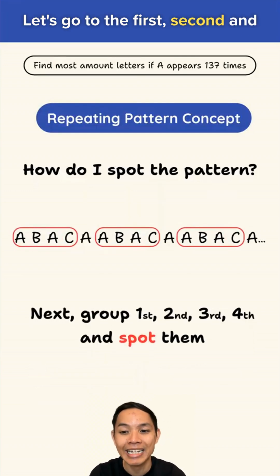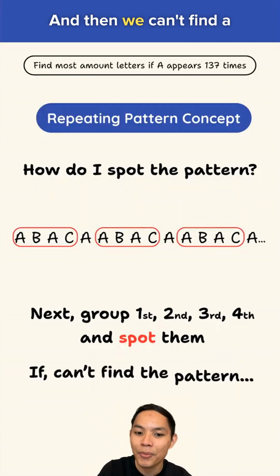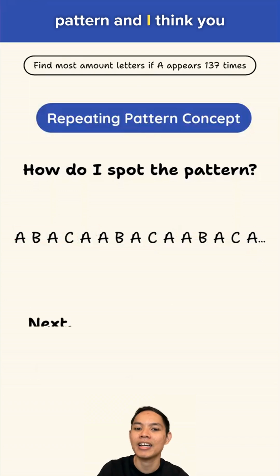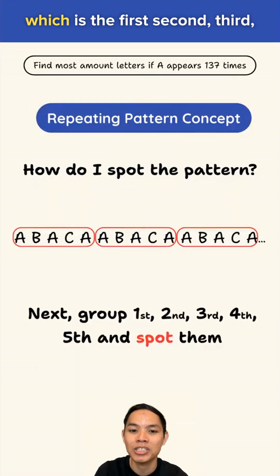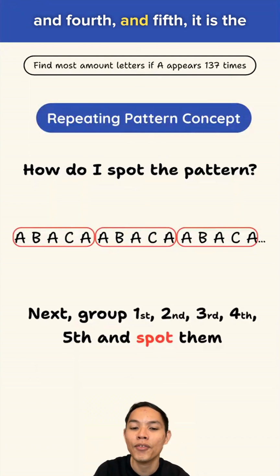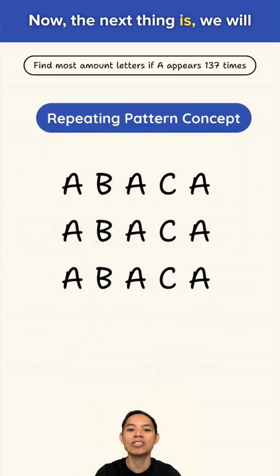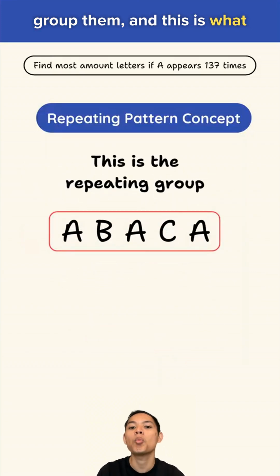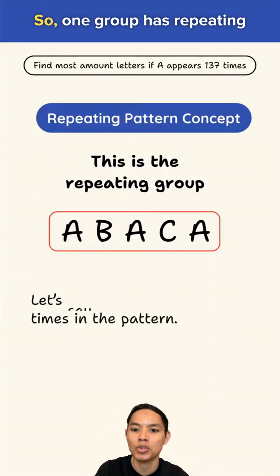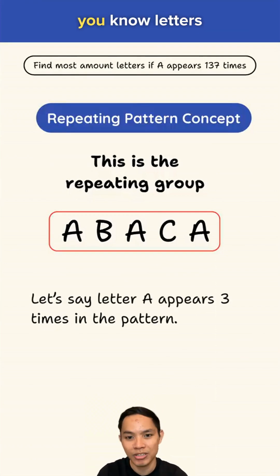Let's go to the first, second, third, and fourth. Then we can't find a pattern, and I think you probably see the last one, which is the first, second, third, fourth, and fifth. It is the pattern. So the pattern is found. Now the next thing is we will group them, and this is what we call a repeating group.